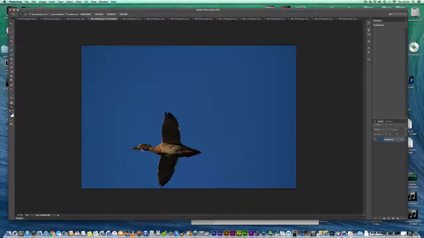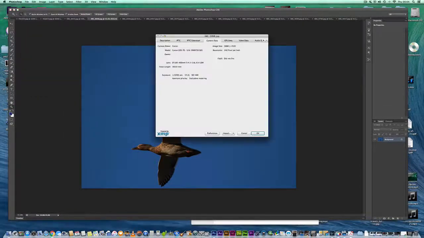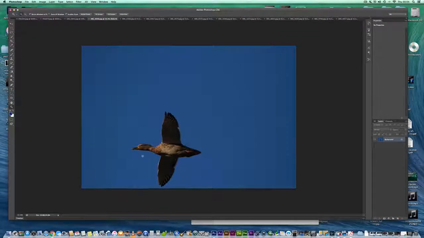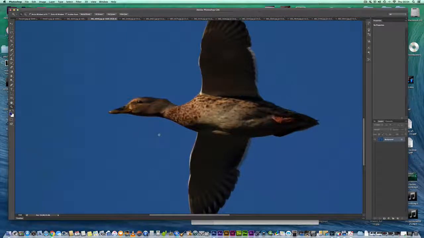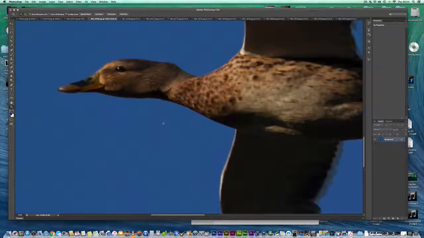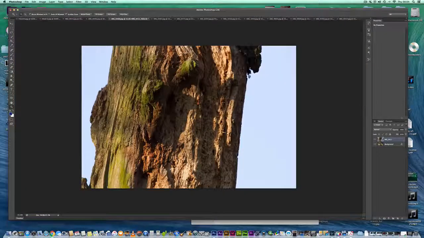Here's a nice flying duck. Let's have a look at the image data. That's 360mm, ISO 400, 5.6. So let's zoom in now. 100%, 200%, 300%. Next image.